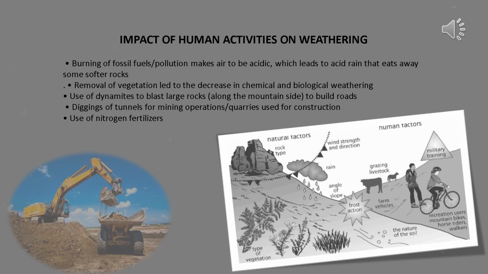Impact of human activities on weathering: burning of fossil fuels. Pollution makes air acidic, which leads to acid rain that eats away some softer rocks. Removal of vegetation leads to a decrease in chemical and biological weathering. Use of dynamite to blast large rocks along the mountainside to build roads. Digging of tunnels for mining operations. Quarries used for construction. Use of nitrogen fertilizers.